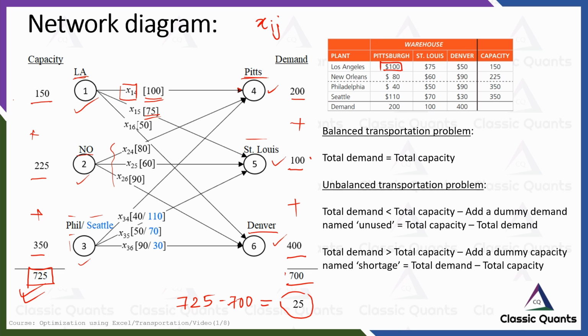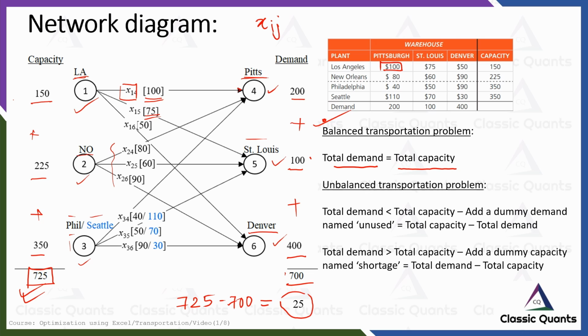Okay, so now let us define two types of transportation problem. The first one is a balanced transportation problem. What is a balanced transportation problem? Where the total demand is always equal to the total capacity. Unlike this case, in this case it is not equal, but if it is equal then we will call it a balanced transportation problem.